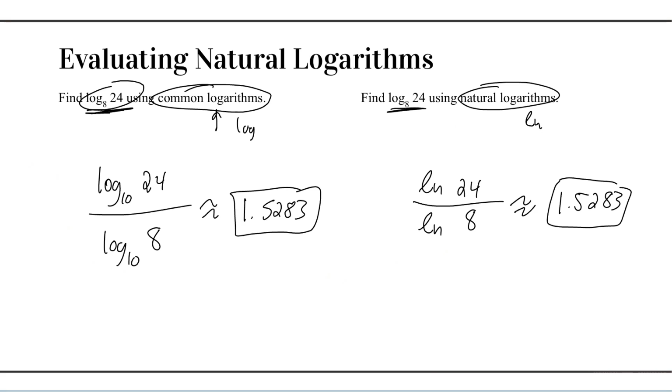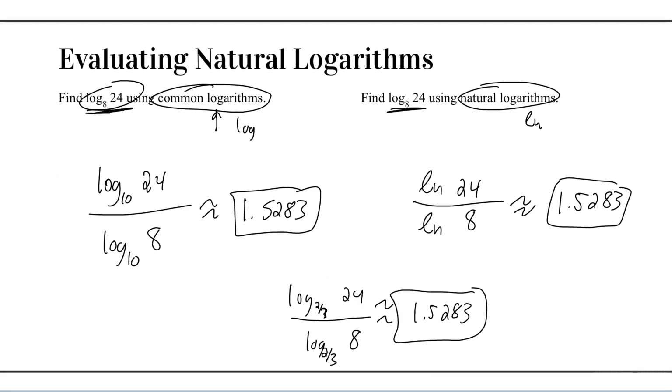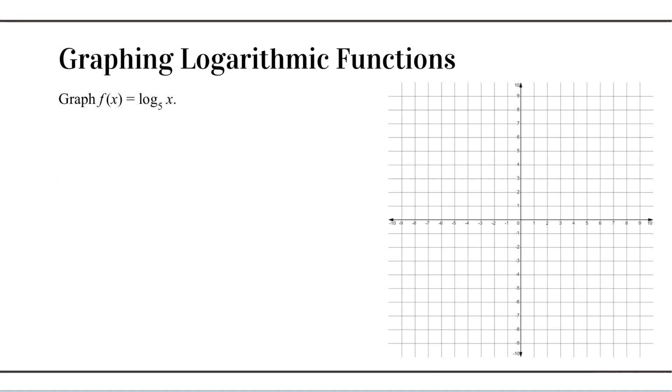I do want you to understand that if you were to do log of 24 over log of 8, you can literally choose any base. So if you're going to do base 2/3 right here, then when you do log base 2/3 of 24 divided by log base 2/3 of 8, it's still going to give you the same 1.5283 using this change of base formula. So it's a really useful tool to be able to evaluate logarithms when we're dealing with bases that are different than just base 10 and different than just base e.